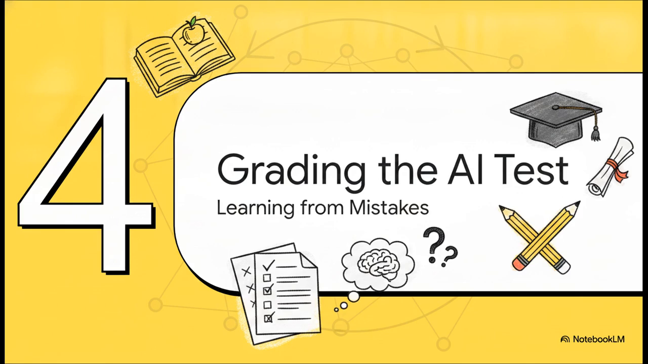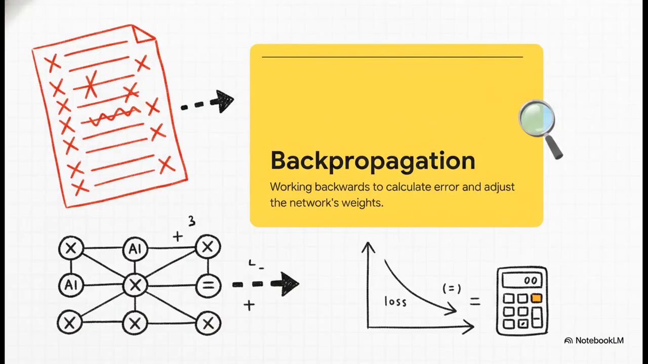All right, Section 4, grading the AI test. Picture this. You just completely guessed your way through a math test, and you get your paper back covered in red marks. Ouch, right? But in AI, that red ink is actually incredibly valuable feedback. Calculating exactly how wrong a prediction is involves finding something called the mean squared error, or the loss.